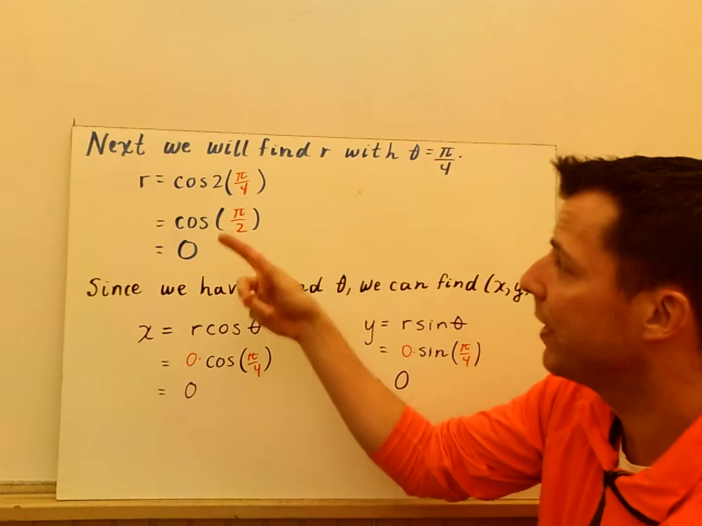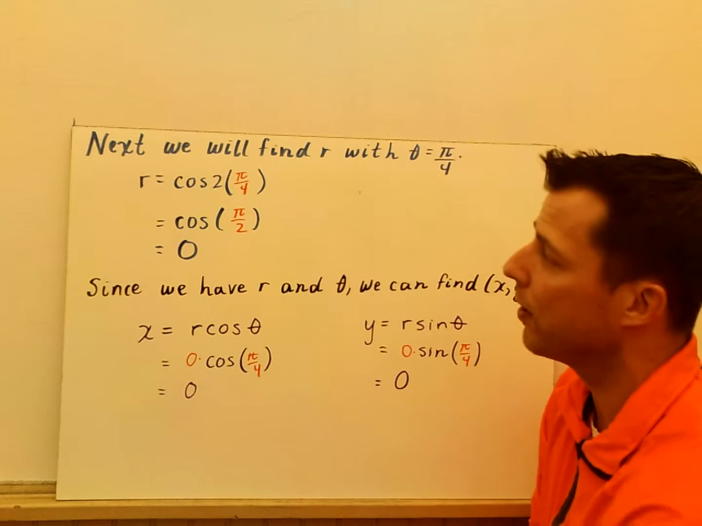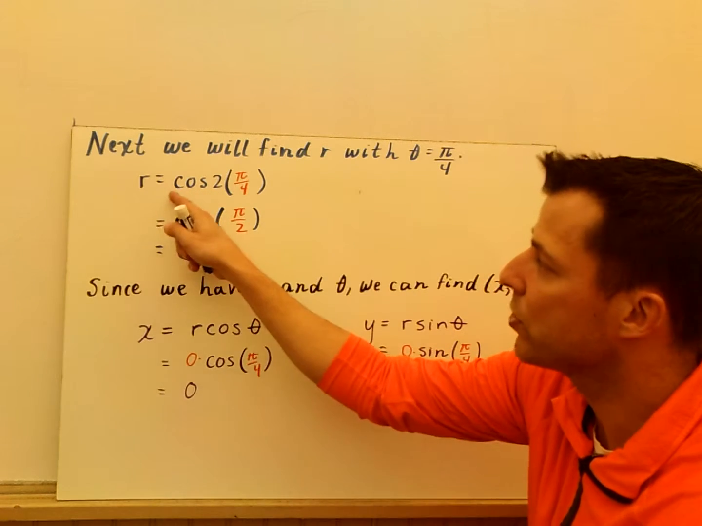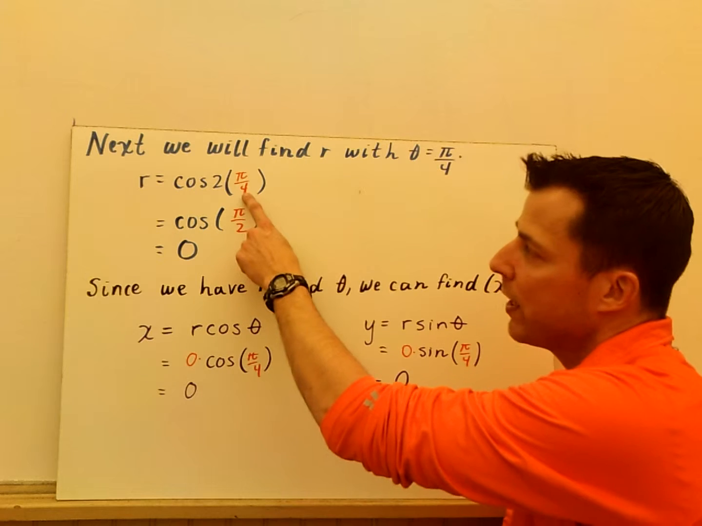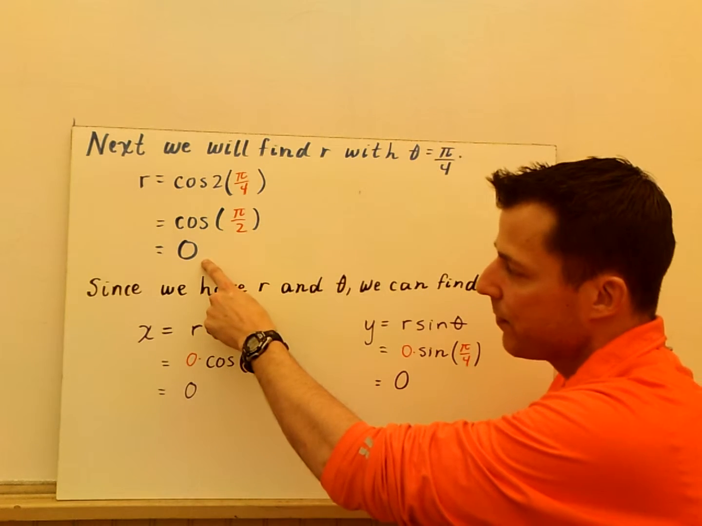Second step, now we're going to find r. We're on the home stretch here. Next, we're going to find r with theta being pi over 4. So r was equal to cosine 2 theta. So I plug in pi over 4 for theta, and I get cosine of pi over 2, which is 0.